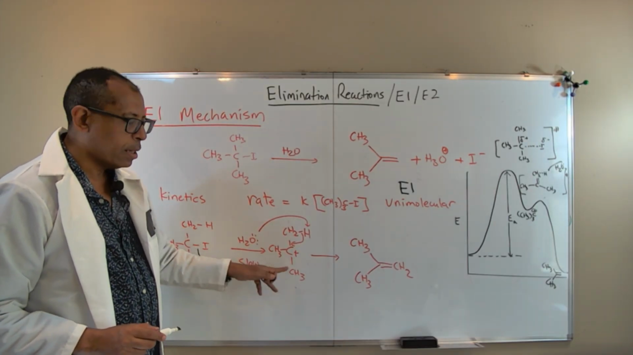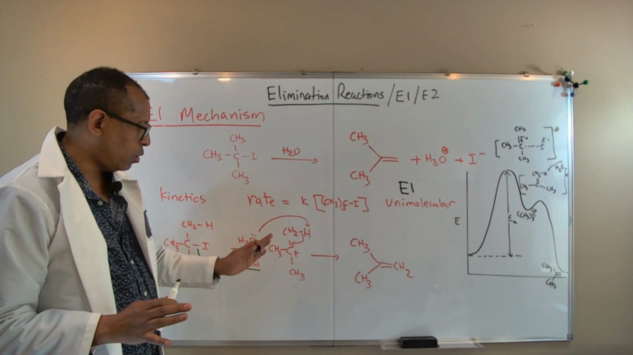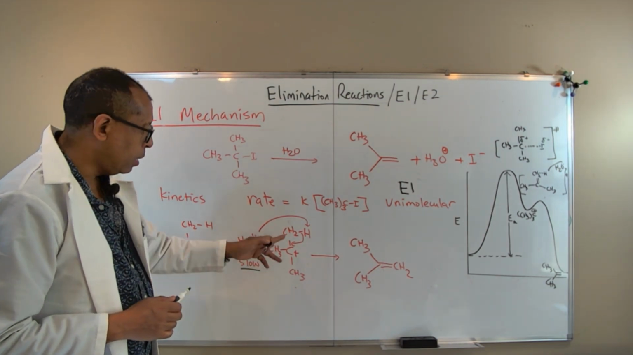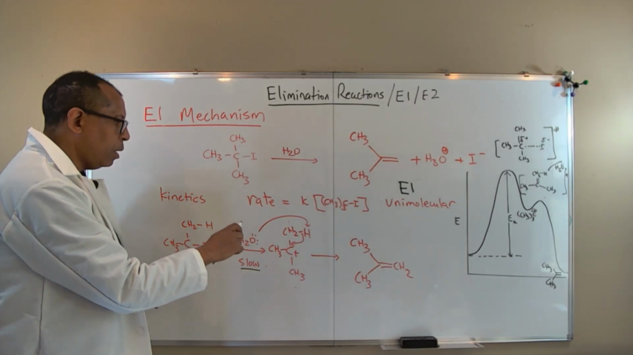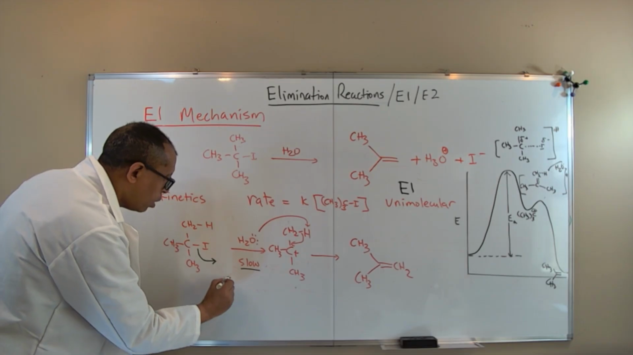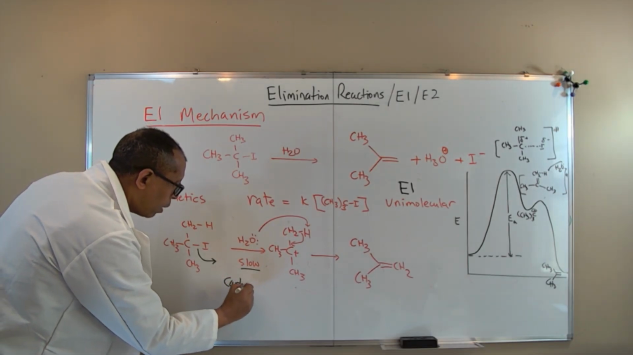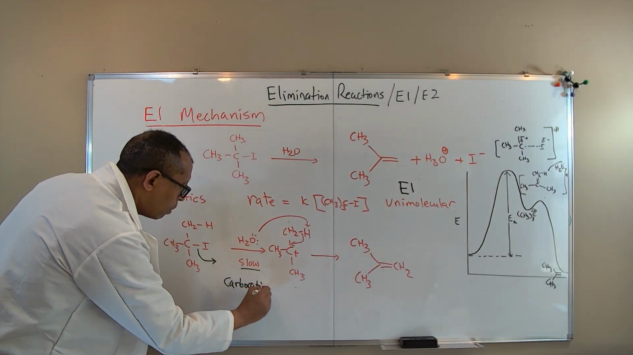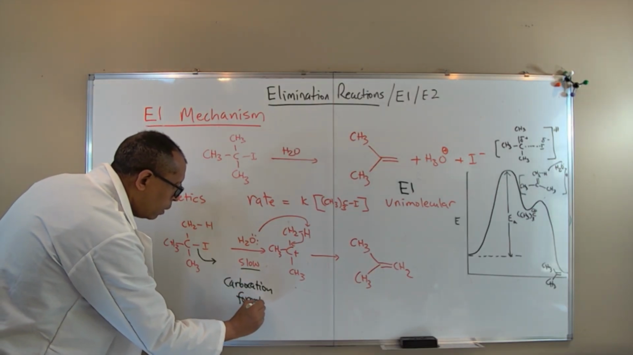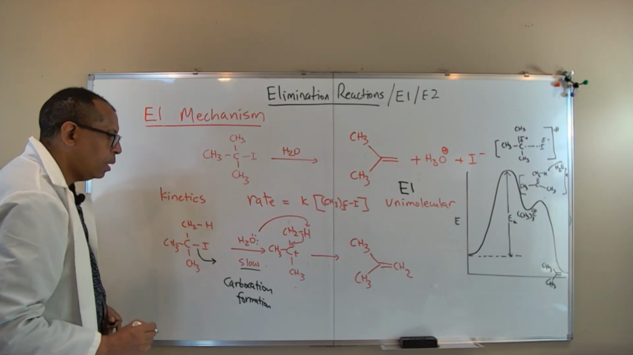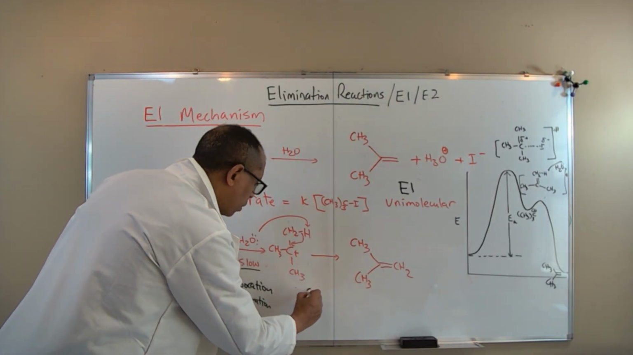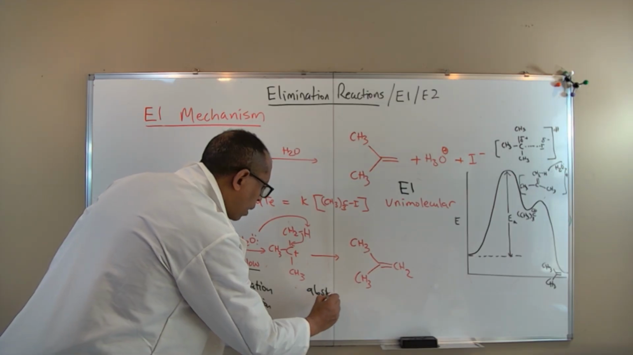Once you have the carbocation, which is a relatively stable carbocation, you need to have that kind of carbocation, then the next step is the abstraction of hydrogen. So first, carbocation formation is step 1. Step 2 is the abstraction of hydrogen by a base.